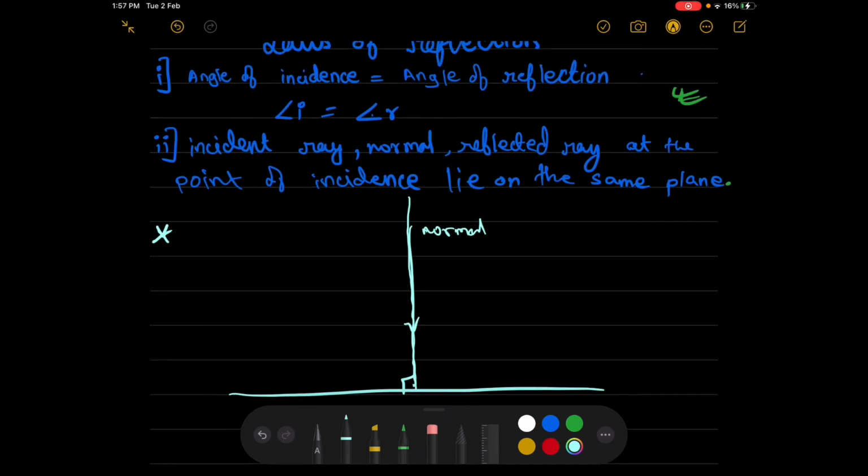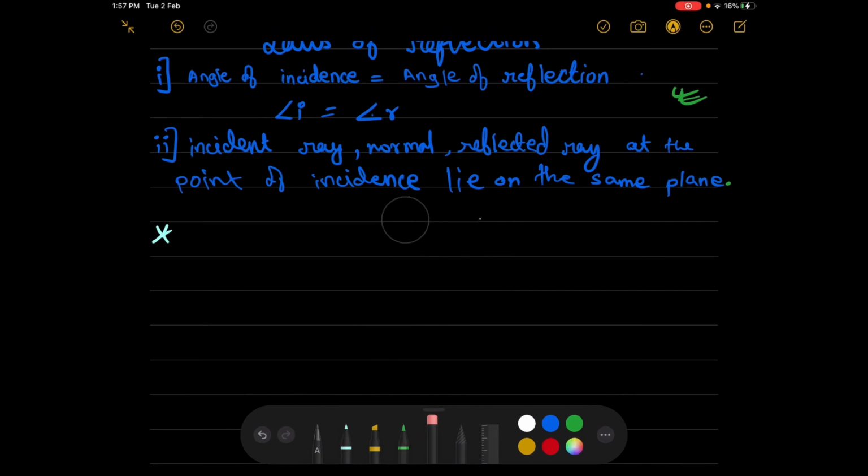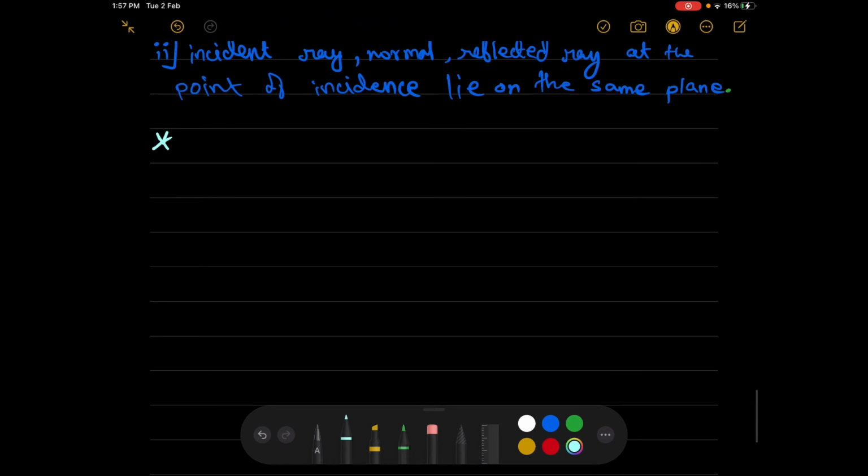The law of reflection will apply, we will apply the law of reflection over here, and that is the first one, that angle of incidence would be equal to angle of reflection. Now what is the angle of incidence over here? Angle of incidence, as I told you, wait, let me first draw the diagram. Yeah, this is the mirror.